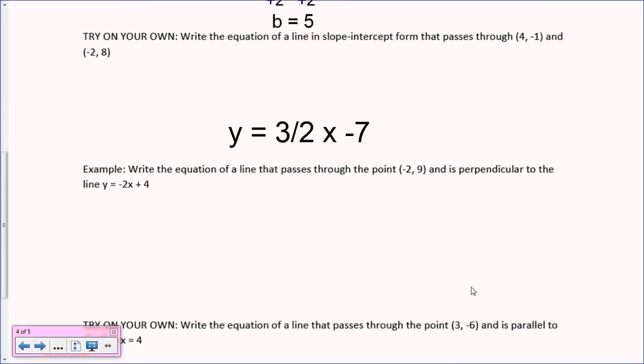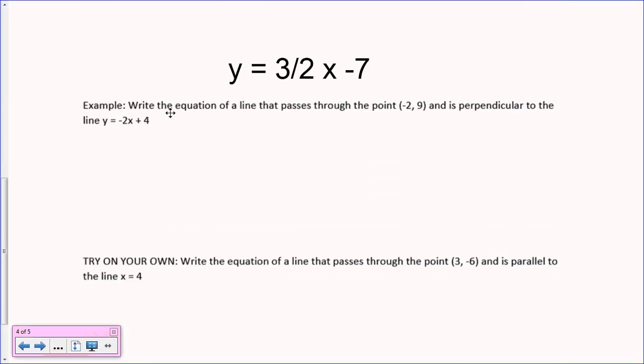Alright, last 2. Now here, we have to write an equation of a line that passes through the point and is perpendicular to the line. So all they did was give us a point for our line, and they told us it's perpendicular to another line. Well, we know that perpendicular slopes are opposite and reciprocal. So here we're trying to find the opposite of negative 2, which is 2, and the reciprocal, which is 1/2. So the perpendicular slope is 1/2.